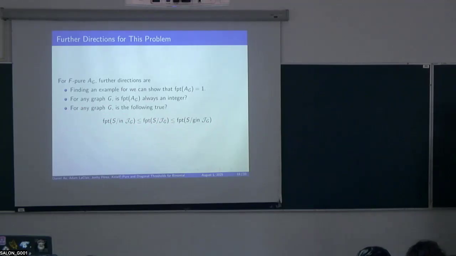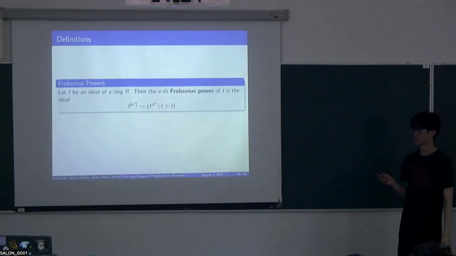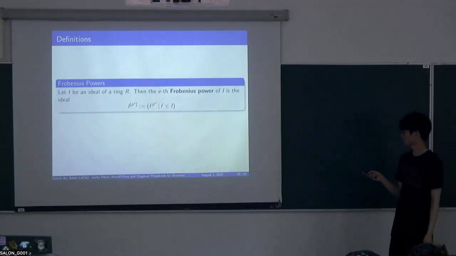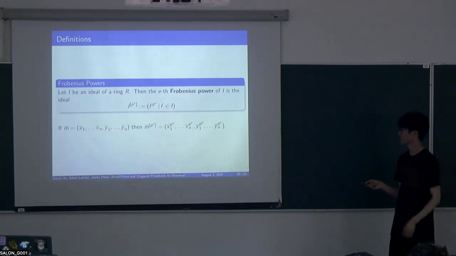So now we get to talk about the second threshold, which is the diagonal F-threshold. Before we define it, we have this preliminary definition. For any ideal I of a ring R, the e-th Frobenius power is this right here. It's generated by the p^e powers of the elements in the ideal. And since our ring is of characteristic p, we can verify that this actually is an ideal. As an example, if you consider the irrelevant ideal generated by these variables, it's a nice fact that the e-th Frobenius power has the same generators but to the p^e power.